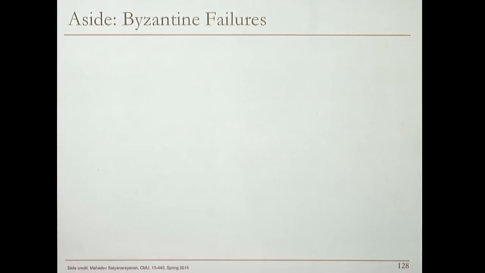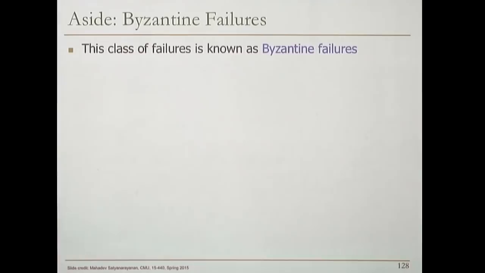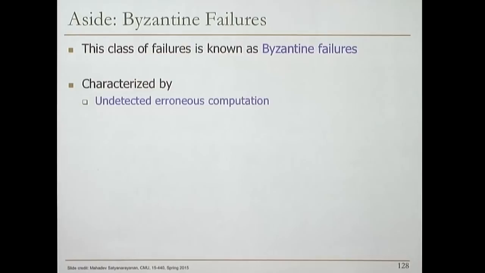Okay, yeah. I know both of them well. Well, yeah, this is a Byzantine failure. It's the Byzantine generals problem, their famous problem. That talks about it. If you read it, you'll know about it. But basically, these failures are characterized by undetected erroneous computation, like this. It's basically the opposite of fail fast.